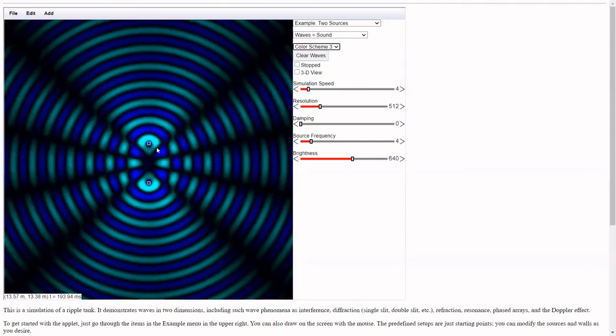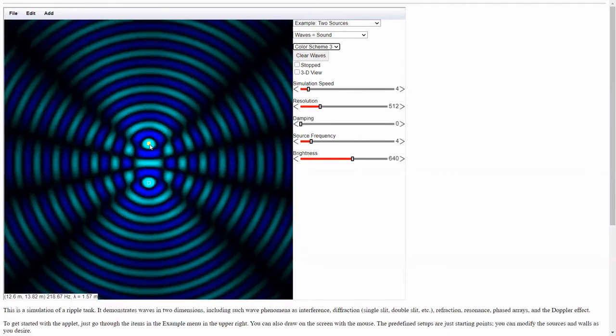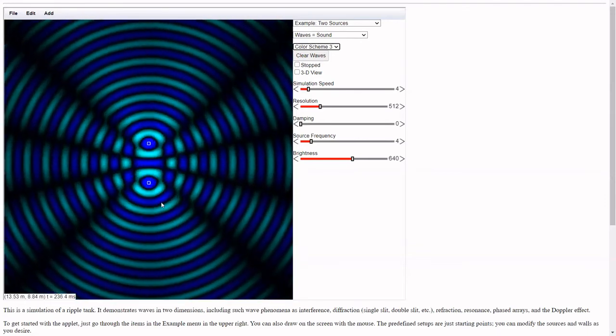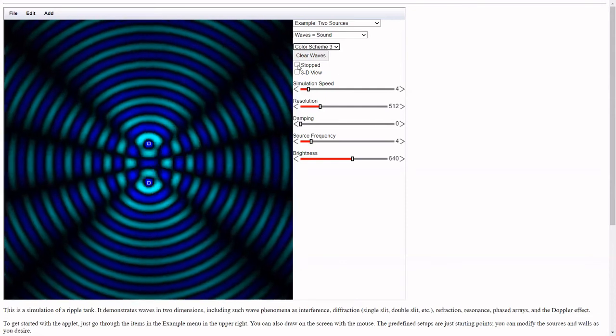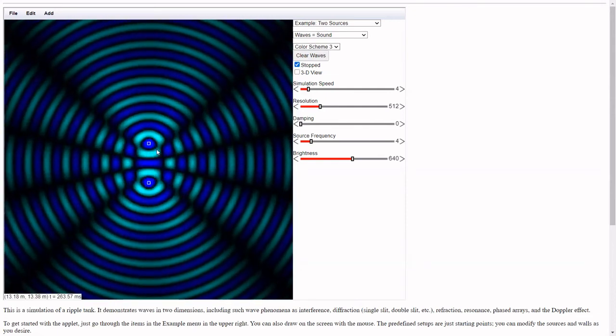What happens if I change the phase, the inherent phase difference? Right now they're oscillating together, and that's easy to see because if I stop it, check it out. We've got a blue wave currently emanating from the bottom source. Same thing for the top source.